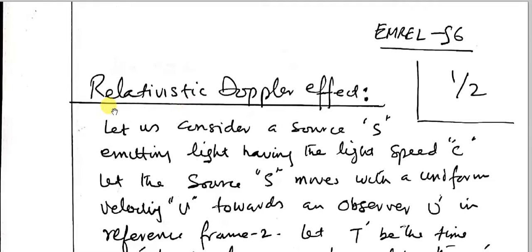Dear students, the topic is the relativistic Doppler effect. You are familiar with the Doppler effect in the classical case, for sound. Here we will look into the Doppler effect at the relativistic level. The topic code is EMREL-S6.